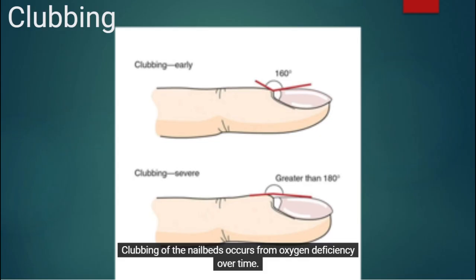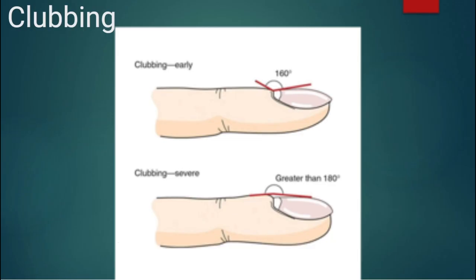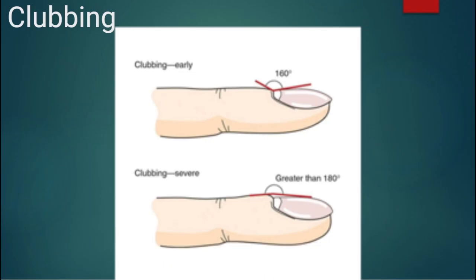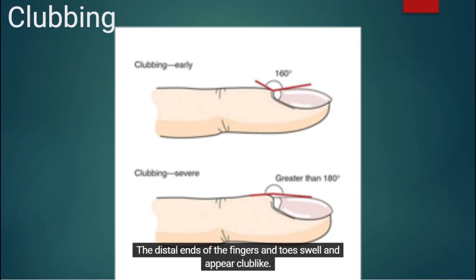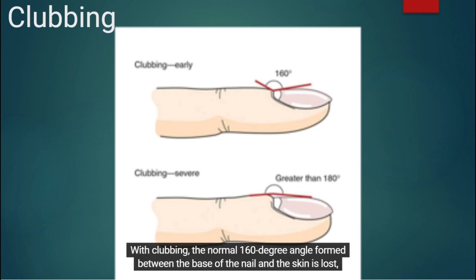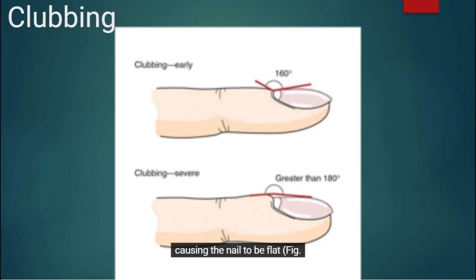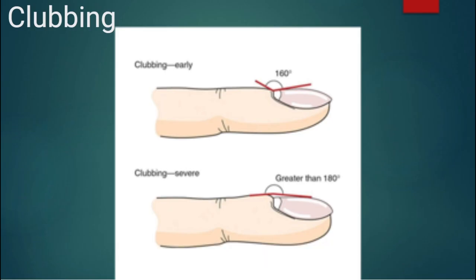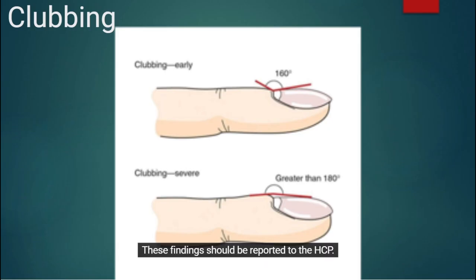Clubbing of the nail beds occurs from oxygen deficiency over time. It is often caused by congenital heart defects or long-term use of tobacco. The distal ends of the fingers and toes swell and appear club-like. With clubbing, the normal 160-degree angle formed between the base of the nail and the skin is lost, causing the nail to be flat. Fig. 21.8. Later, the nail base elevates, the angle exceeds 180 degrees, and the nail feels spongy when squeezed. These findings should be reported to the HCP.